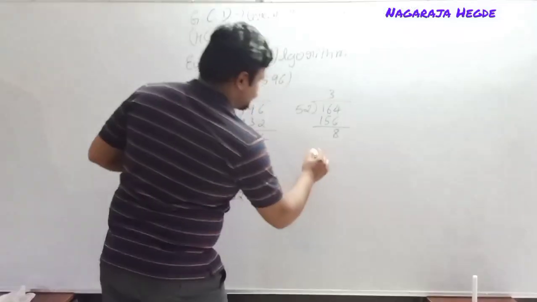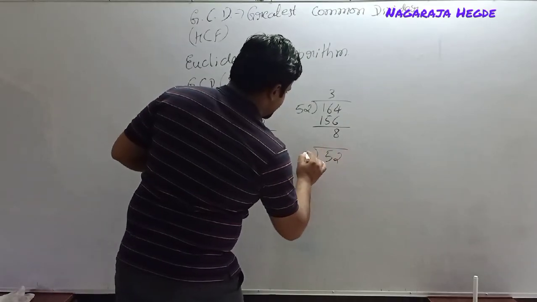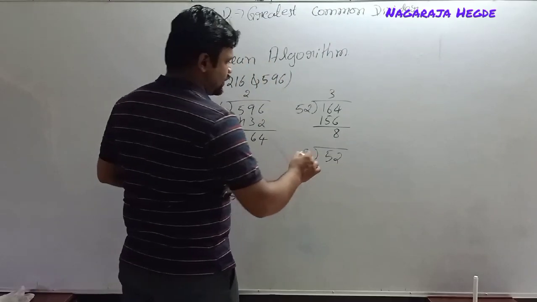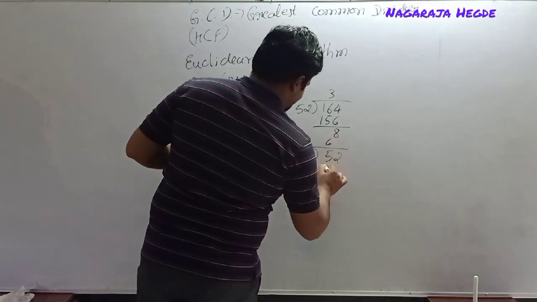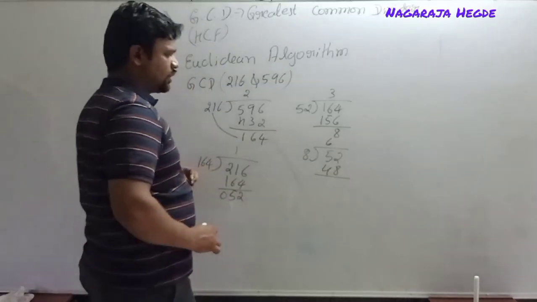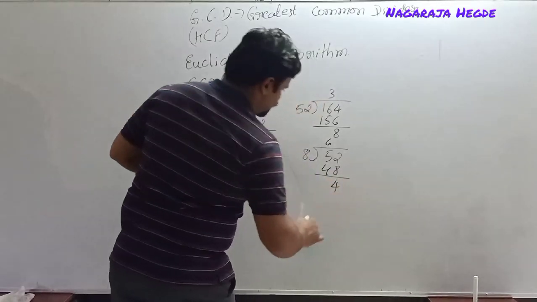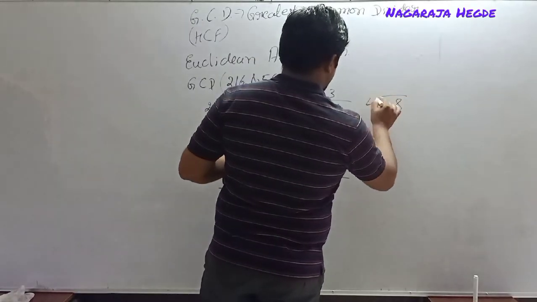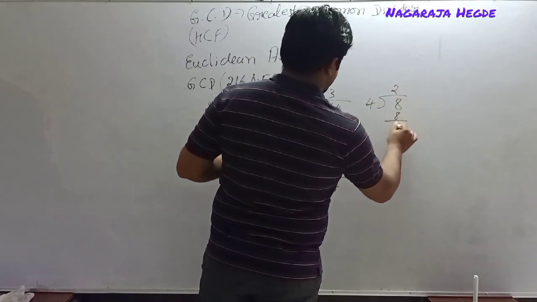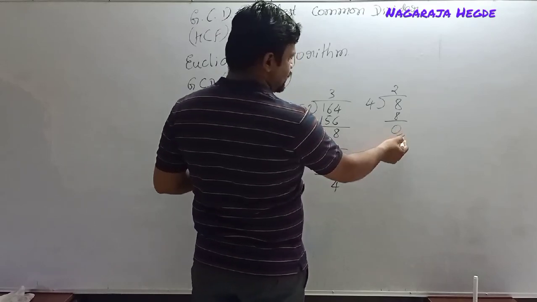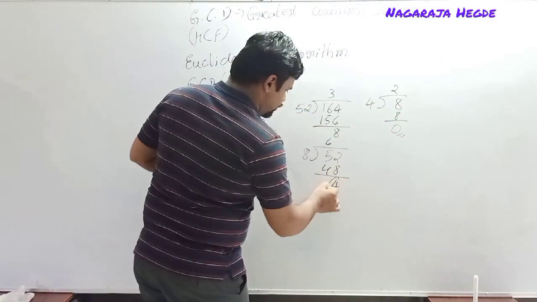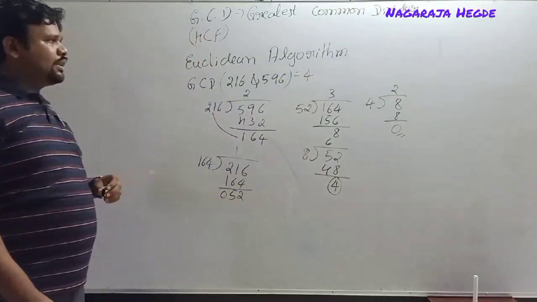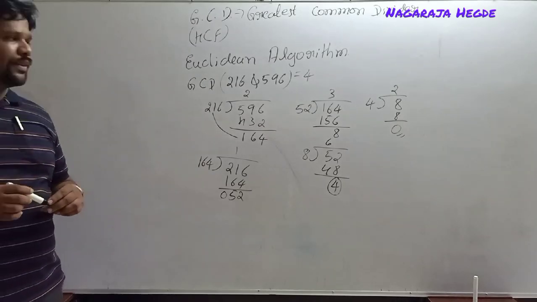8. Right. Now take 52 divided by 8. 8 fives are 40, 8 sixes are 48. So what is left now? 4. Right. Now take 8 divided by 4. 4 twos are 8. So what are we going to get? 0. When we get 0 from 8 divided by 4, before that, what do we have? 4. So 4 is the GCD of 216 and 596.